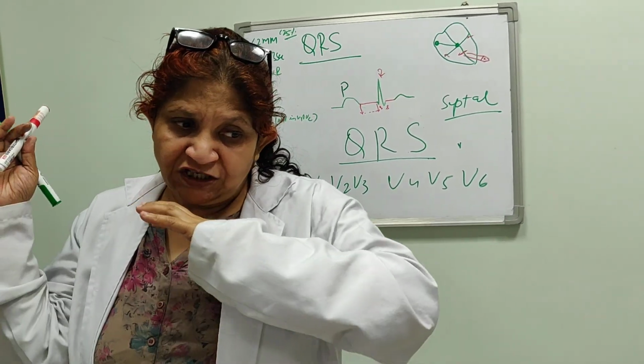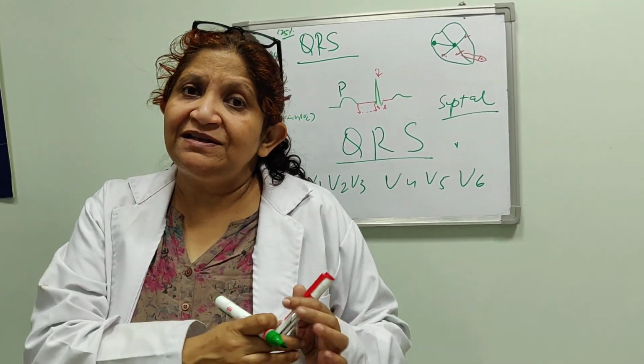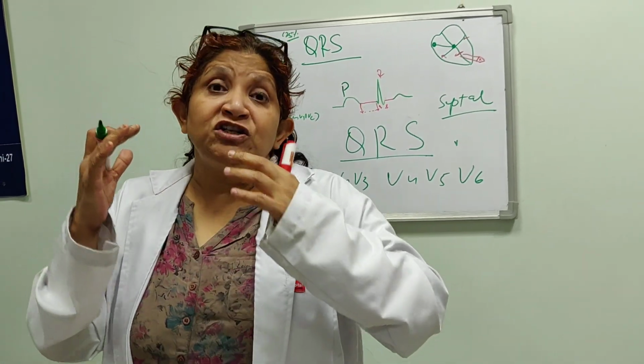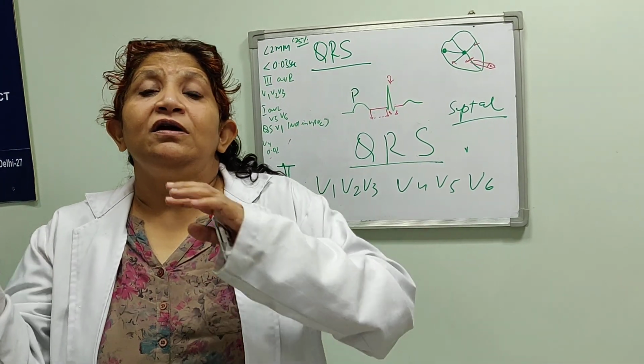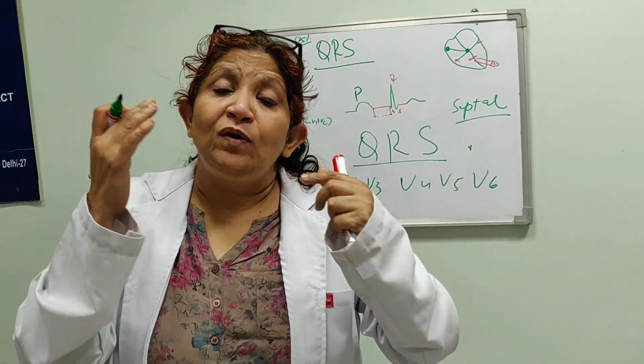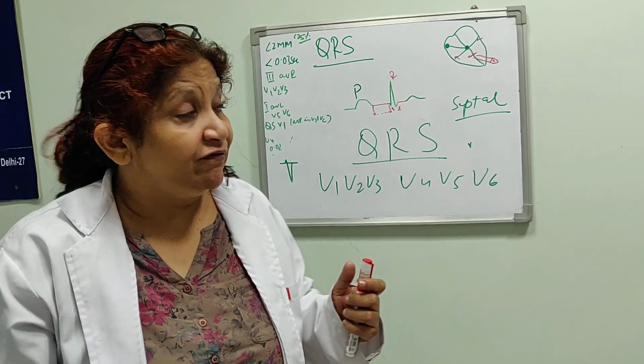Now the major ventricular depolarization is down and left, that means towards V5 and V6. So now the major ventricular depolarization is towards them. So they will sense it as if it is coming towards them. So any vector which is going towards the lead will record a positive deflection.